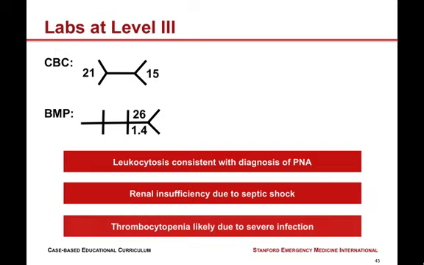The patient also happened to have a very low platelet count. Most patients with pneumonia do not have thrombocytopenia, but in this case, the patient did, a sign of severe infection. The rest of the basic metabolic panel and CBC obtained for the patient is shown on the screen.